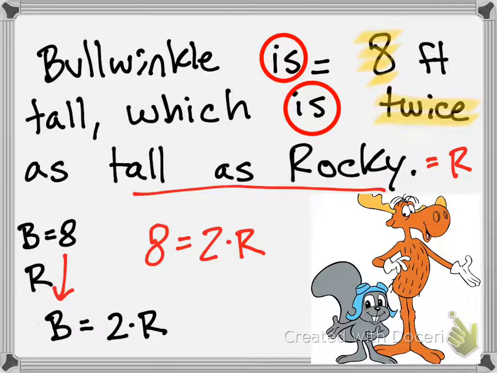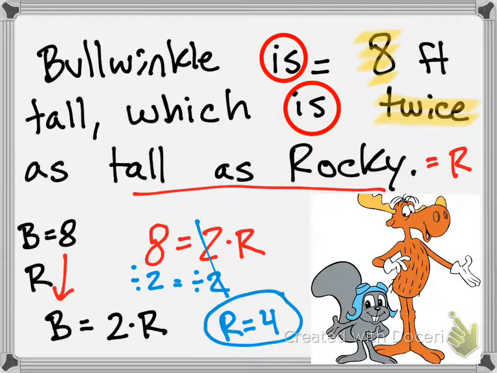But how do I show my work and solve? Because I know we're super smart people and we can do it in our head, but how do we show our work and solve, Lucy? Perfect. Since we're multiplying by 2, we have to divide by 2 on each side. 2 divided by 2 turns into 1, and we are left with 1 R, or just R. And 8 divided by 2 is 4. So Rocky is 4 feet tall.